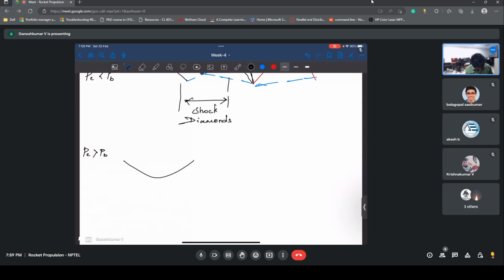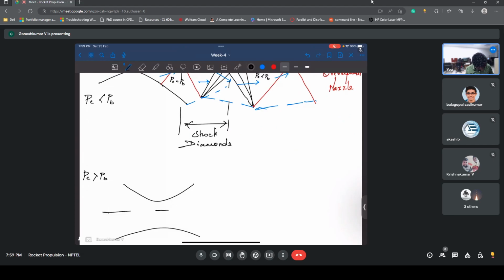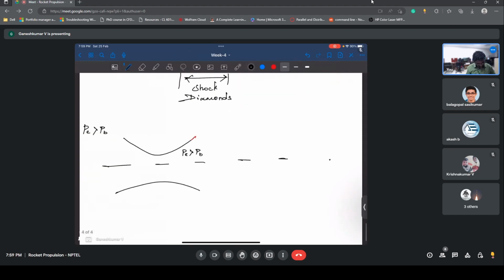Because I have reduced it even more, the same thing is going to happen in the CD nozzle, but this time we have P exit greater than P back, right? So we need to reduce our pressure somehow. What it will do is put a shock wave first, sorry, an expansion wave first.